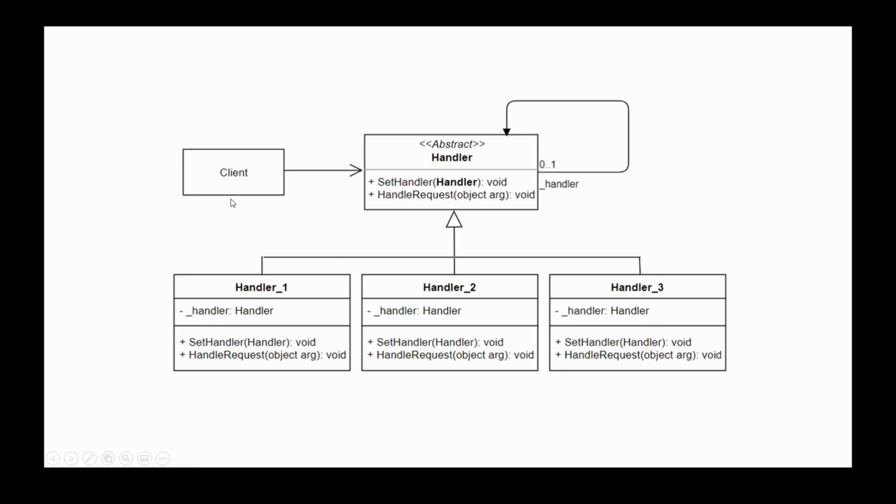So for example, the client invokes handler 1, he calls the method handle request. This handler can't handle this request, so he delegates the argument to the next handler, which could be, for example, the handler 2, and so on.